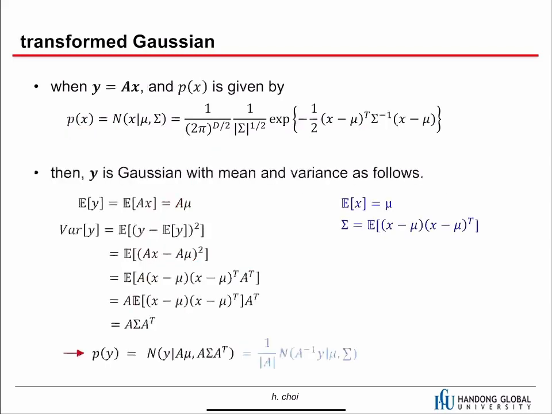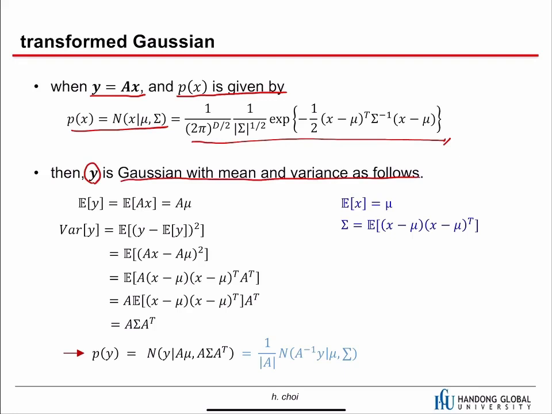And let's talk about transformation of a Gaussian variable. So when y is Ax, a linear transformation, and p of x is given by this Gaussian expression, X is a Gaussian random variable, and x is a vector. So then we have this Gaussian distribution. And then y is a Gaussian with mean and variance as follows.